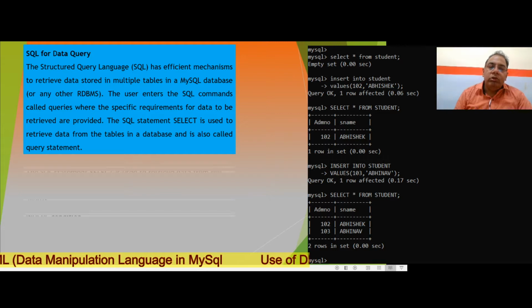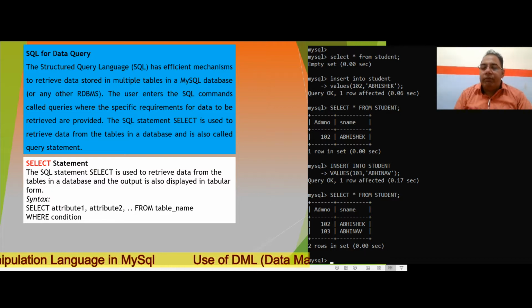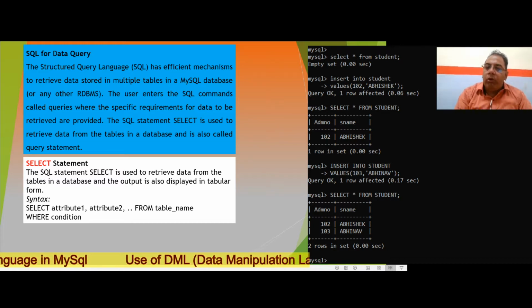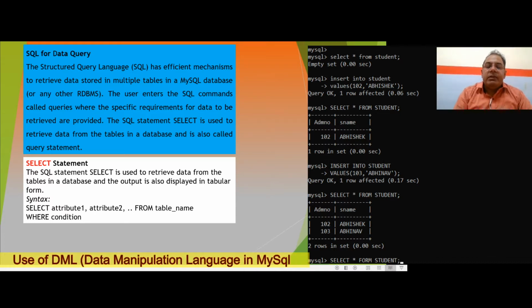So let's move ahead. First of all, I have a statement select. We can use the select statement in different ways. I have a small table here and I want to get the whole content of this table, so I will just write select star from student. Here select star means all columns of the attributes and all rows of the table.